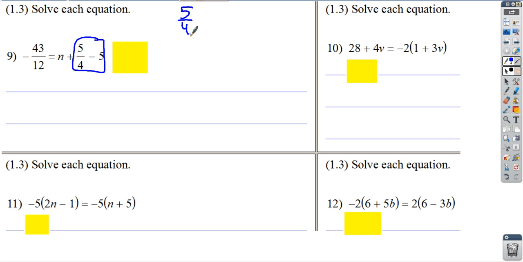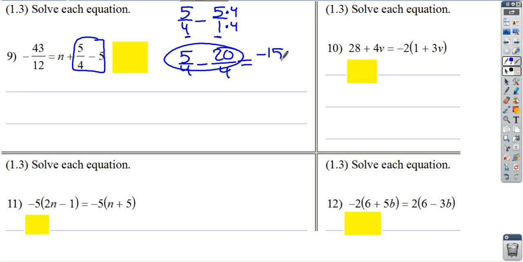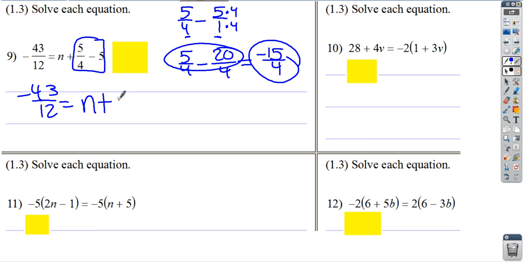5 over 4 minus 5, as a fraction 5 is 5 over 1. And to make a common denominator, the common denominator would be 4. So we need to multiply both of those top and bottom by 4. 5 times 4 is 20, and 1 times 4 is 4. 5 minus 20 is the same as negative 15 over 4. So here's what this becomes. This is negative 43/12 is n plus this number. Okay, plus negative 15 over 4. And instead of saying plus negative, we can just say minus, because those are equivalent to each other.